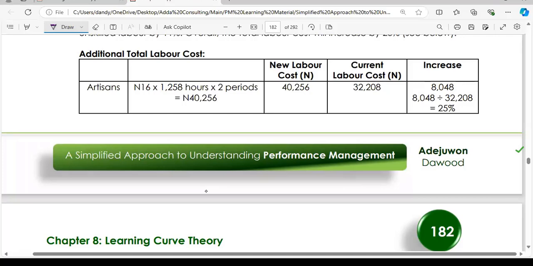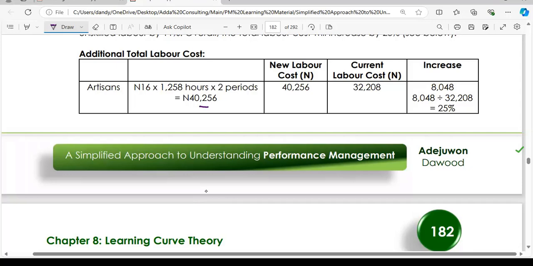For artisan, labor cost per tricycle is 16 naira. To produce 32 tricycle now, you are going to spend 1,258 hours. To produce the same 32 tricycle in the following year, you spend the same 1,258 hours. That's why you are seeing 2 periods there. So you now multiply 16 naira, multiplied by 1258, multiplied by 2. That's what gave us 40,256.